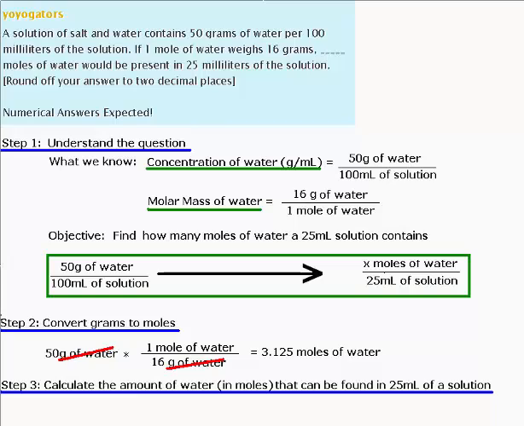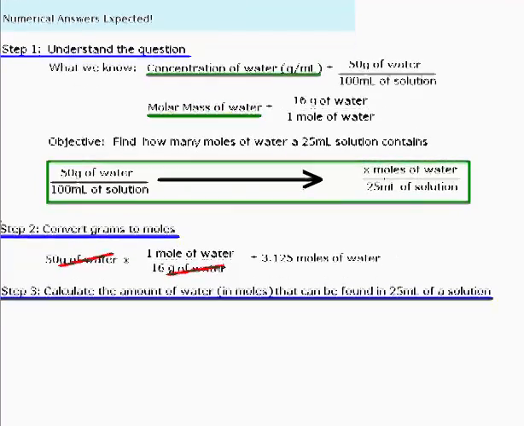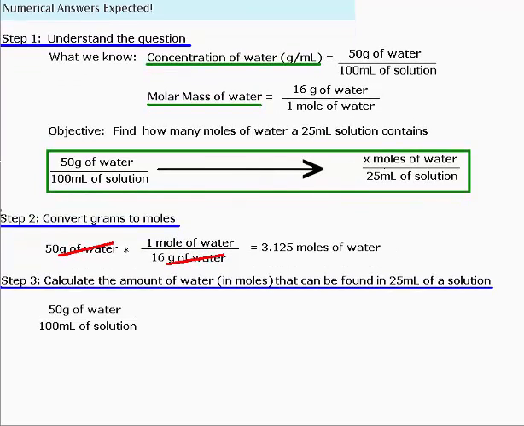Now that we've converted grams of water to moles of water, we can move on to step 3. Step 3 requires that we calculate the amount of water in moles that can be found in 25 milliliters of a solution. So let's go back to where we originally started. We started with 50 grams of water per 100 mils of solution. We determined that 50 grams of water is equal to 3.125 moles of water. Therefore, 50 grams of water per 100 mils of solution is equal to 3.125 moles of water per 100 mils of solution.